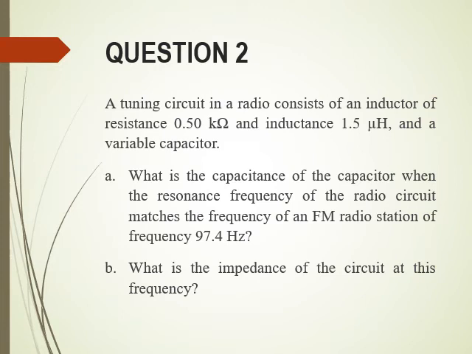Question 2. A tuning circuit in a radio consists of an inductor of resistance 0.5 kilo ohm and inductance 1.5 microhenry, and a variable capacitor. A. What is the capacitance of the capacitor when the resonant frequency of the radio circuit matches the frequency of an FM radio station of frequency 97.4 Hz? B. What is the impedance of the circuit at this frequency? So if you look at this question, the 97.4 Hz is actually your resonance frequency.